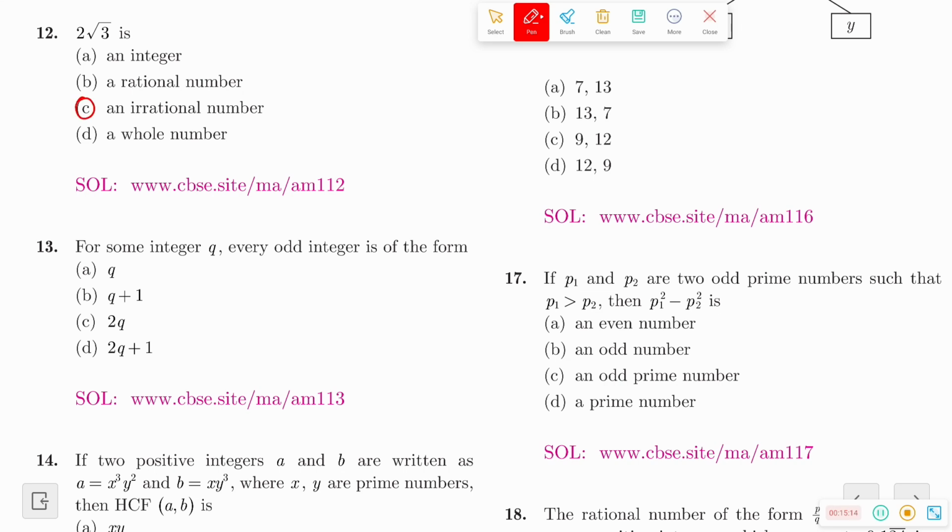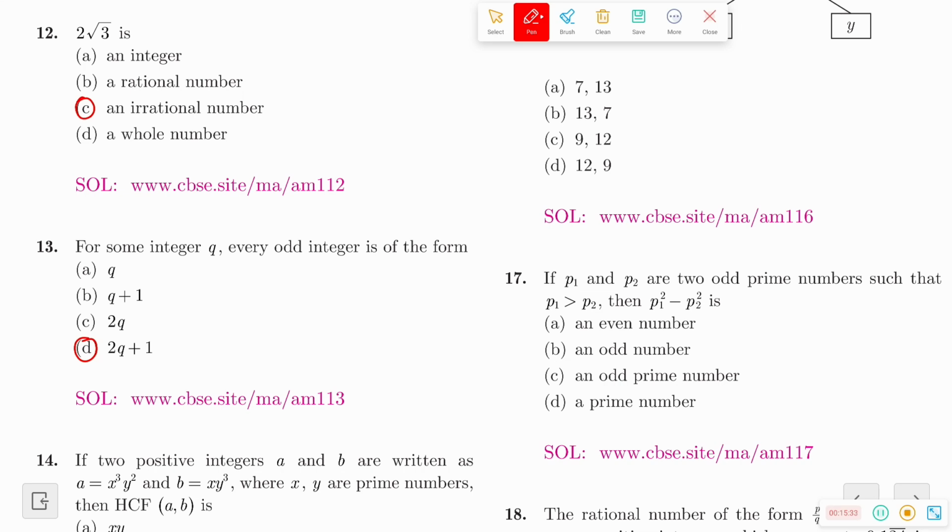For some integer q, every odd integer will be there in the form 2q plus 1. We can substitute any number in the place of q, we get all the odd numbers only in 2q plus 1. Remaining do not represent odd numbers. So 2q plus 1 is the correct option.